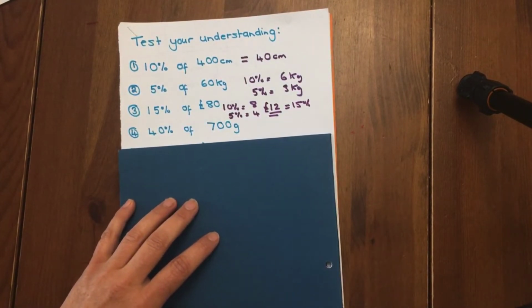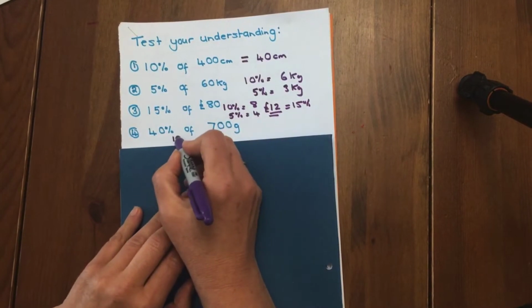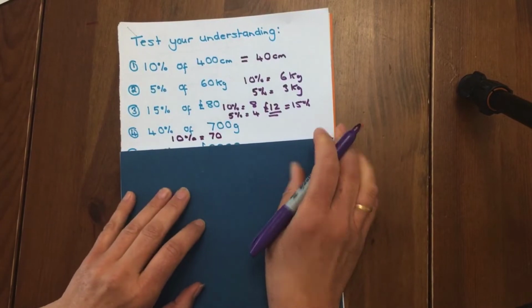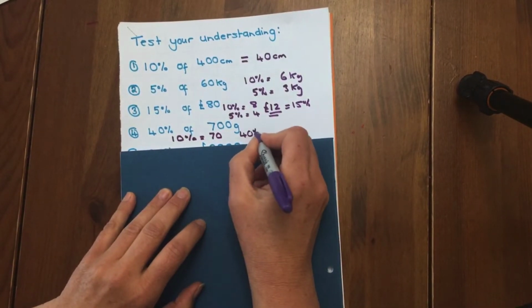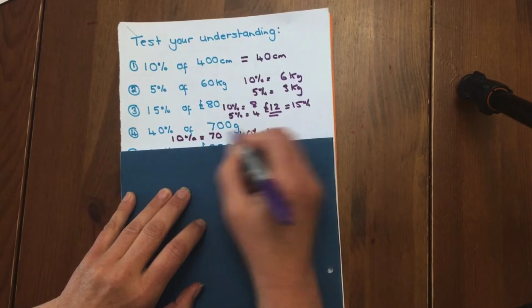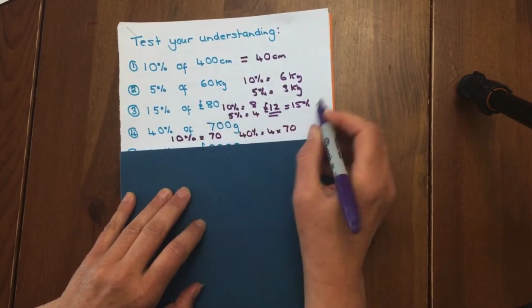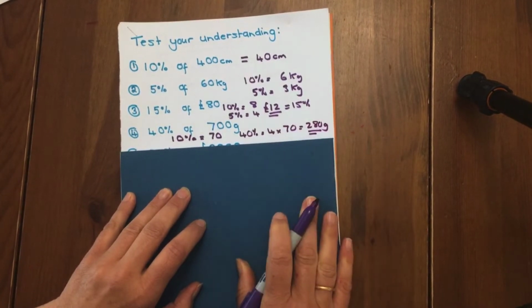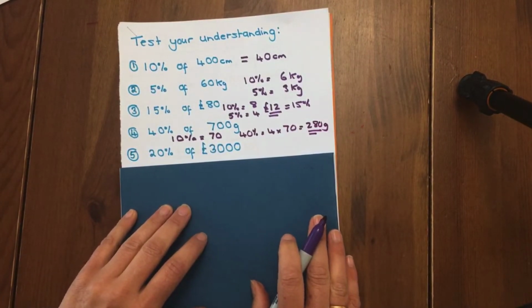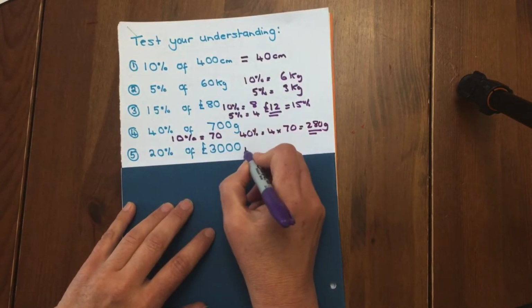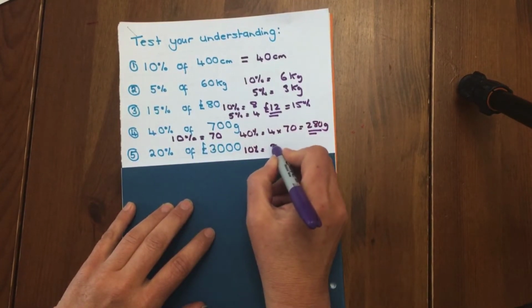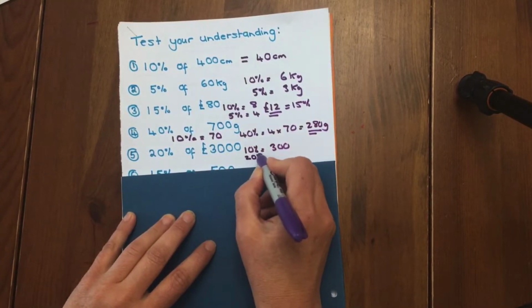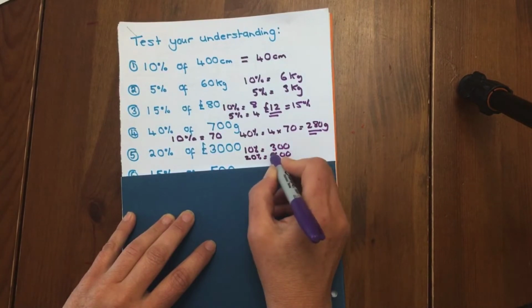Okay, question 4. Again, we always work out 10% first. So 10% will be 70. And to get 40%, we want 4 lots of 70, 4 lots of 10%, which will give me 280 grams. 20% of 3,000, we find 10%, divide by 10, and then double our answer to get 20%. So 20% will be £600.